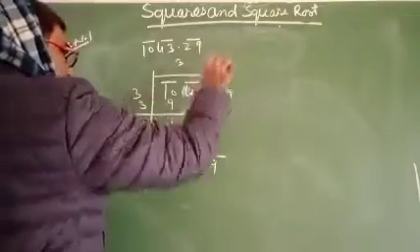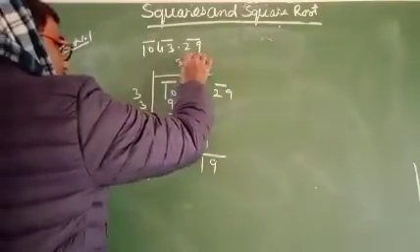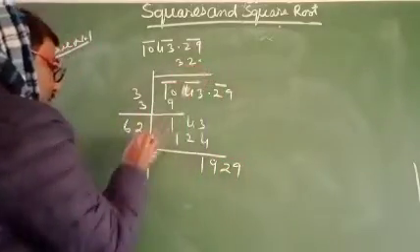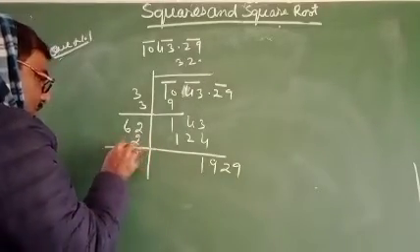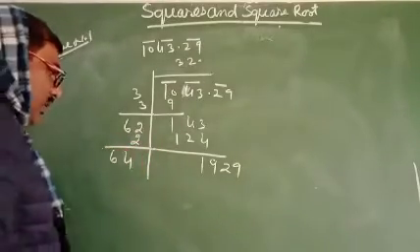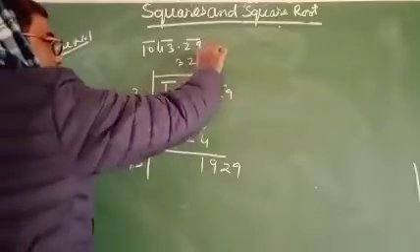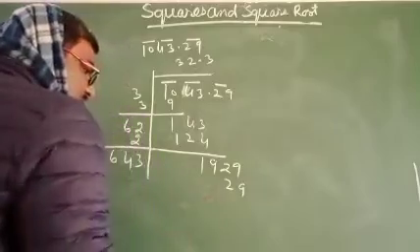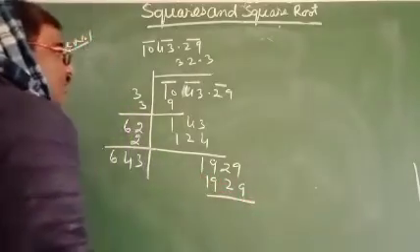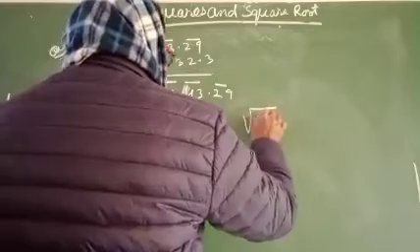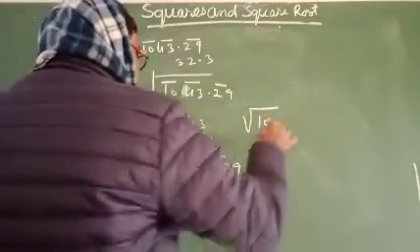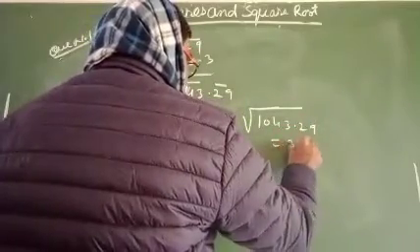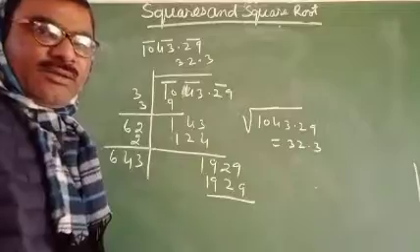Now point, I will bring down 29. Here I will add 2. Here will be 64. Now I will write here 3 and here will be 3. Then it will be 3 3s are 9, 3 4s are 12, 2 carry 1. 3 6s are 18 plus 1, 19. So the square root of 1043.29 equals 32.3.